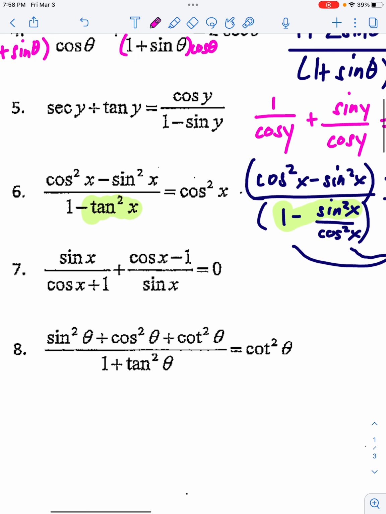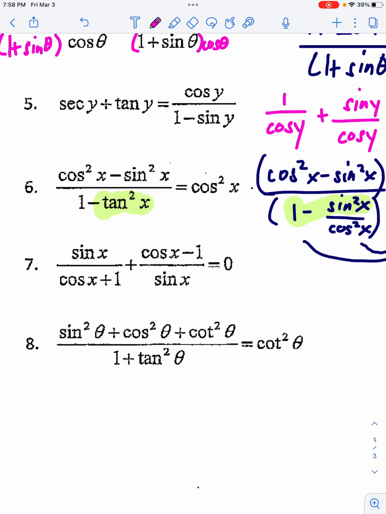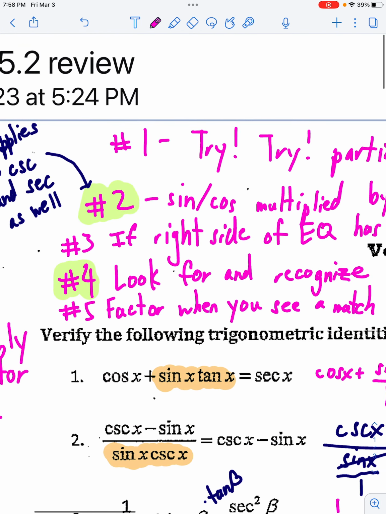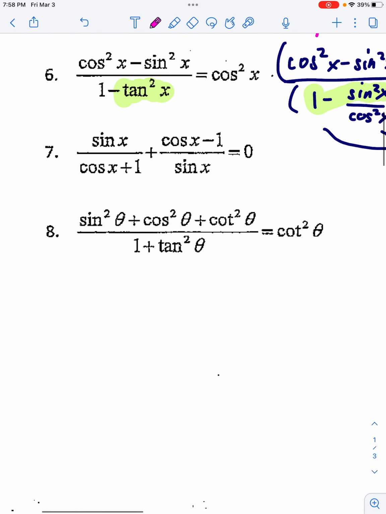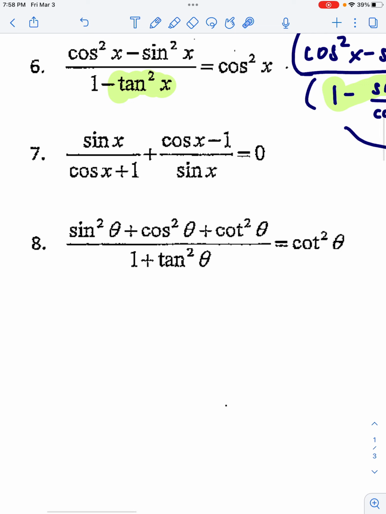All right here. Okay? Trick number 3 applies. The right side of my equation has one term. The left side has two terms. So let's combine these. My common denominator is going to be the product of the two denominators. Okay? So I'll multiply. Let me scratch that 7 out.